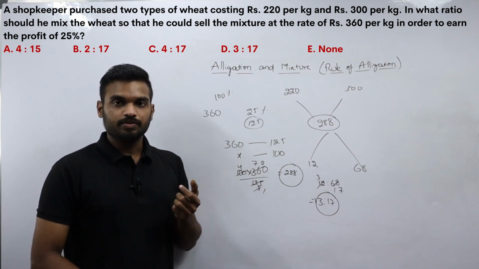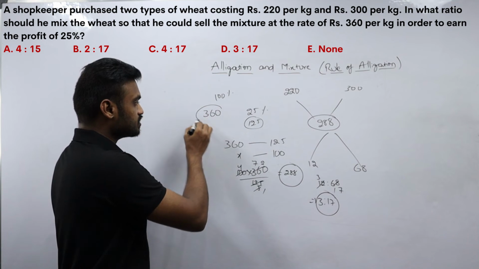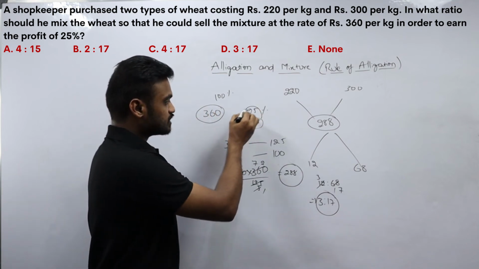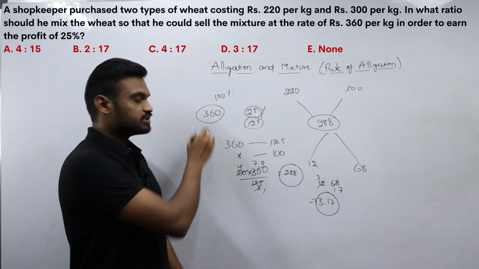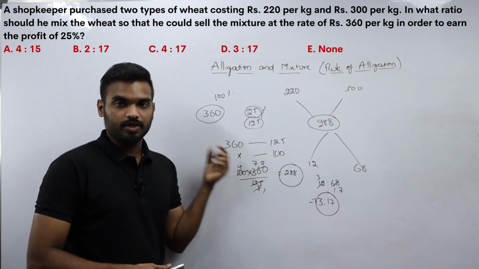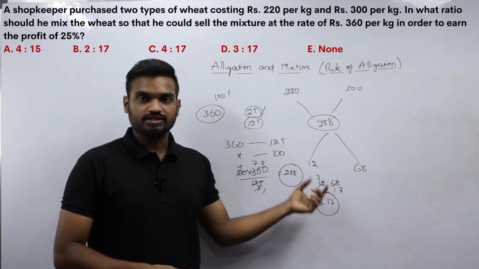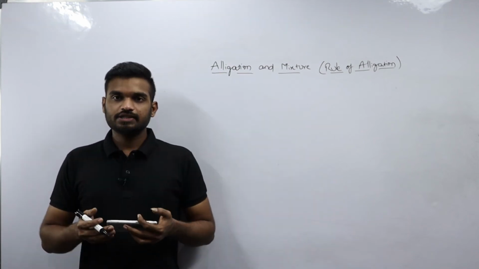Whenever it comes in the form of percentages or profits, remember that this is the price after selling at 25% profit, but this is not actually the mean price. So we need to find the 100% mean price, that is the actual mean price. After finding that, we can find the actual ratio. Now let's see the sixth problem.